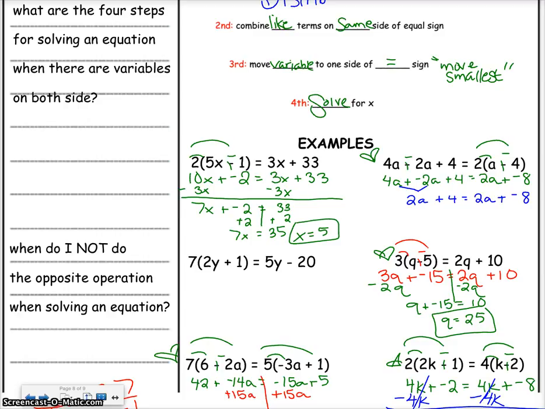Get my variable to one side. Which one is smaller, 2 or 2? They're the same, so it doesn't matter which one I move. And then you get 4 is equal to a negative 8. The variable disappeared again, that's a special case, and you have no solution.